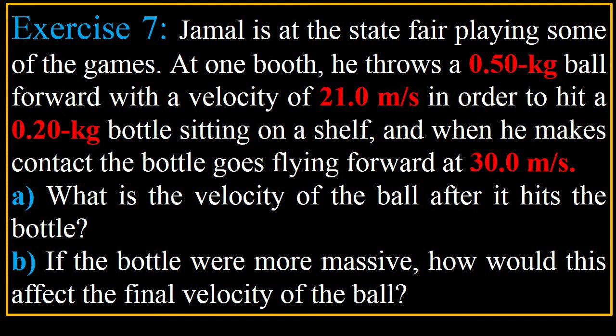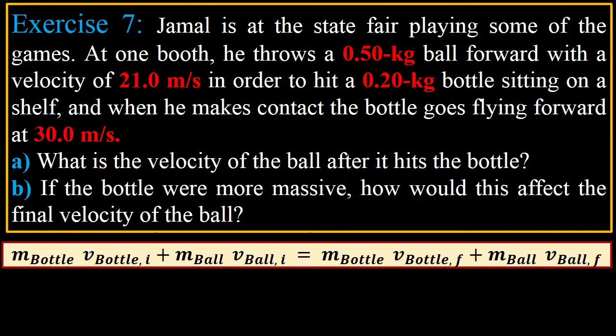Okay, Jamal is at a state fair playing some of the games. At one booth, he throws a 0.5 kilogram ball forward with a velocity of 21 meters per second in order to hit a 0.2 kilogram bottle sitting on a shelf, and when he makes contact, the bottle goes flying forward at 30 meters per second. What is the velocity of the ball after it hits the bottle?